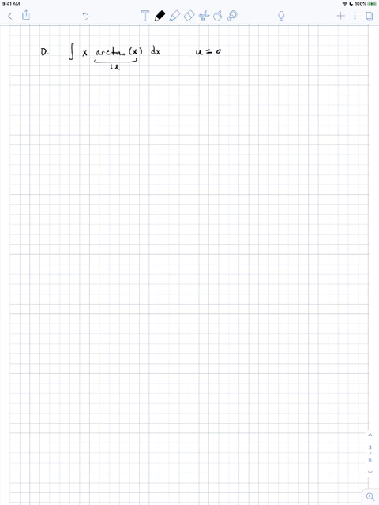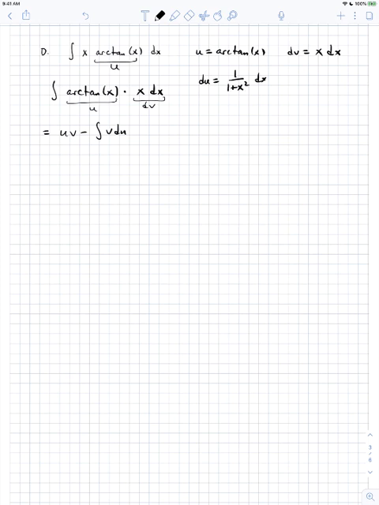You let u be equal to arctangent of x, and then dv is everything else, x dx. Let's just rewrite it. So it's arctangent x times x dx. So this is u dv. And of course, this is going to be u times v minus the integral of v du. The reason we choose u to be arctangent is that we know how to differentiate it. Du, the derivative of arctangent, is 1 over 1 plus x squared dx.